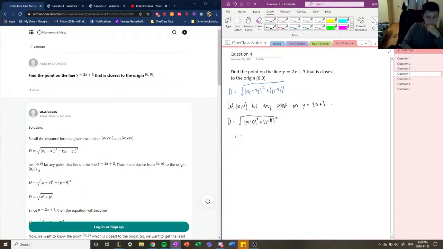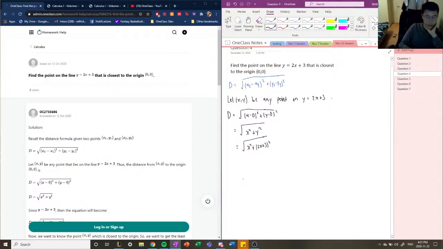Okay, so if we simplify this, we just get root of x squared plus y squared. But since y is equal to 2x plus 3, we're going to sub that in. So we have the square root of x squared plus (2x plus 3) squared. This is now our derived function to relate any point on the line to the origin in terms of distance. So let's say a point 1 and 5 on our graph, y equals 2x plus 3. Then if we plug it in here, we can find the distance between 1, 5 and 0, 0. So this is our function.